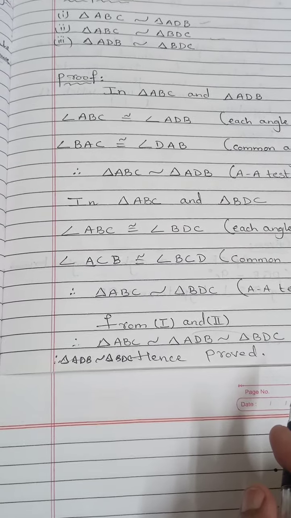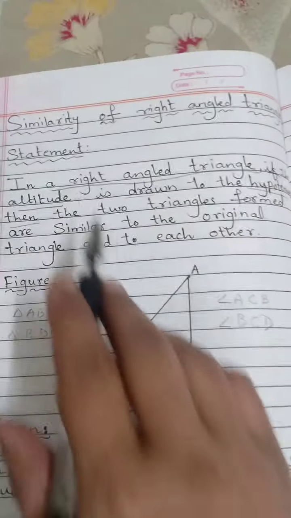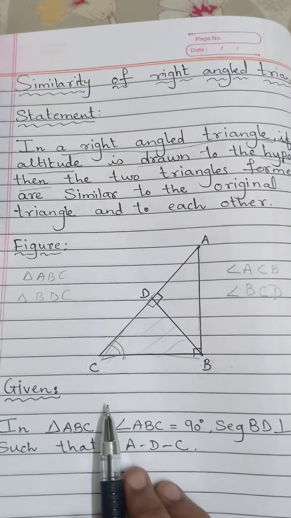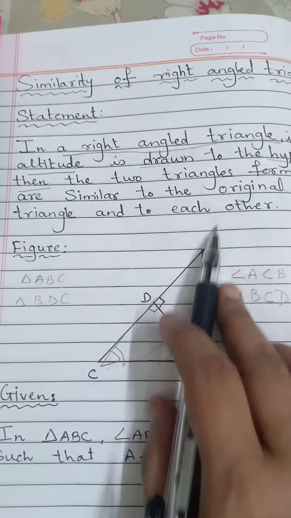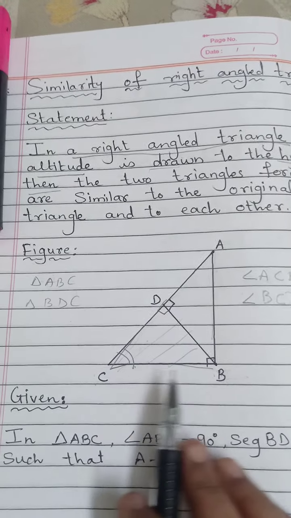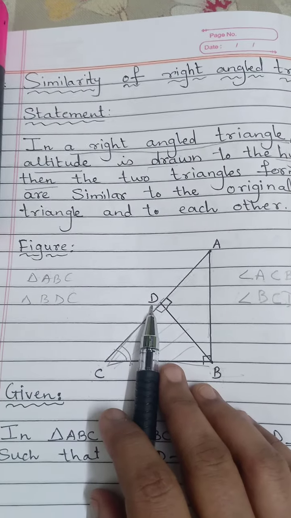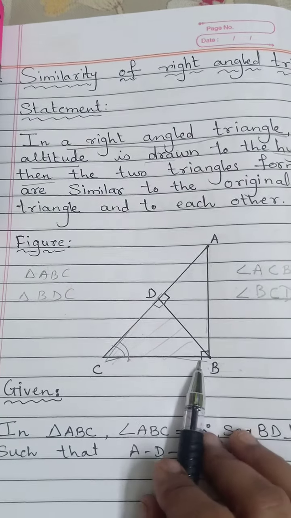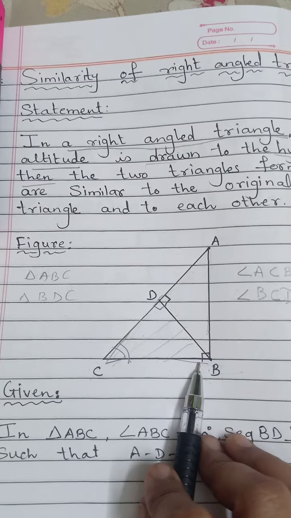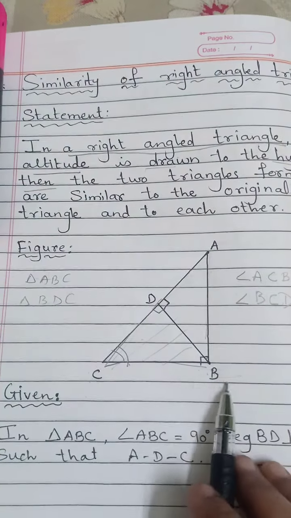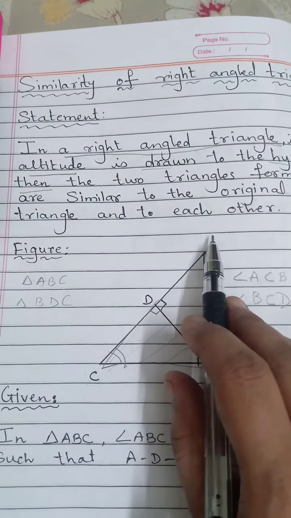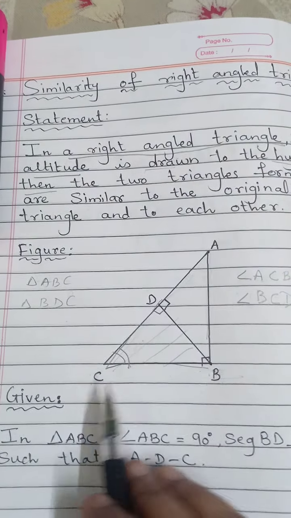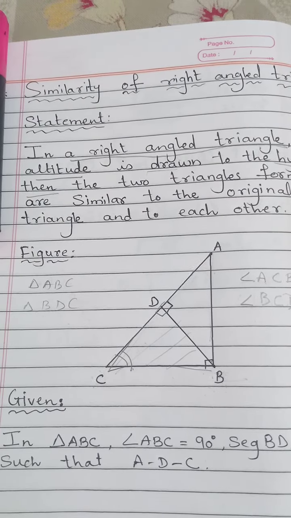So in this way we have completed our theorem of similarity of right angle triangle. Now how we can use and when we can use this? Remember, one of the right angle triangle will be given, and whenever one of the perpendicular or the altitude is drawn on the hypotenuse, then all these three triangle which are there in the figure will be similar to each other. That is triangle ABC will be similar to triangle ADB will be similar to triangle BDC. So in this way we have completed our first theorem.